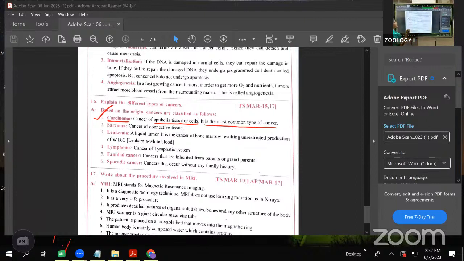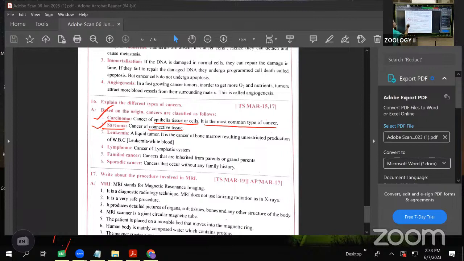The second type is called sarcomas. Sarcomas are cancers of connective tissue, inside the body. Epithelial tissue is the outer covering. Inside the organs, connective tissue binds the organs, organ systems and tissues. If tumors form or cell division is more in the connective tissue, that type of cancer is called sarcomas. The first one affects the epithelial outer lining, called carcinomas. Sarcomas appear in the connective tissue.